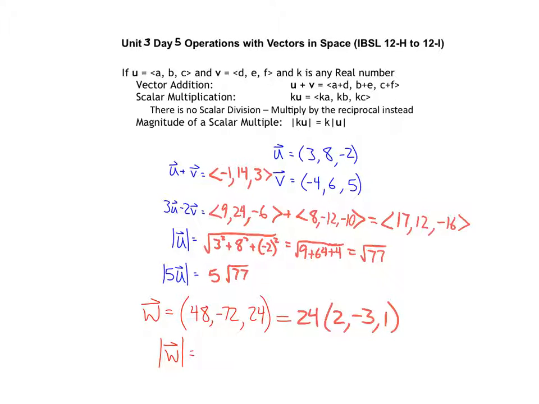So, if I wanted to do the magnitude of vector w, I don't have to square 48 or 72. I could just do 24 times the square root of 2 squared plus negative 3 squared plus 1 squared. So 4 plus 9 plus 1 is 14. That's 24 root 14. Okay? So that's one way you can use the property here with the magnitude to make your life a little bit easier. Keep the numbers nice and small.